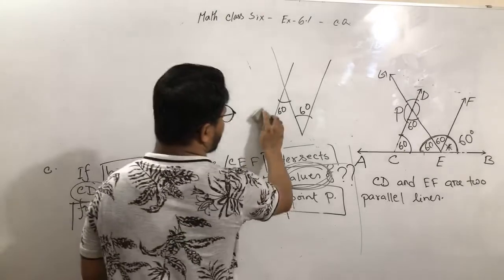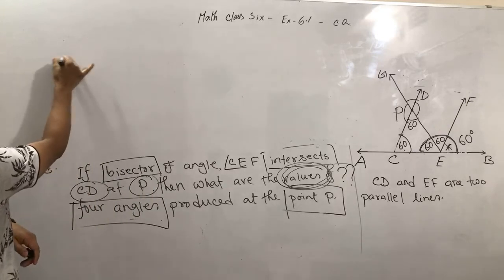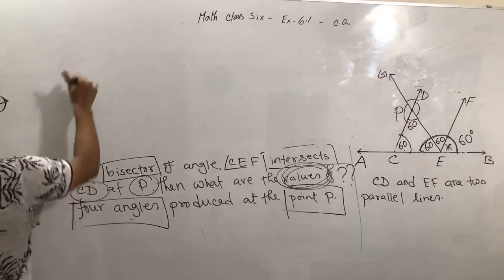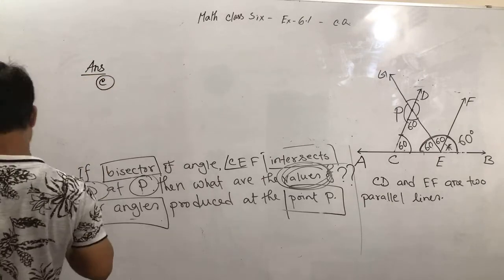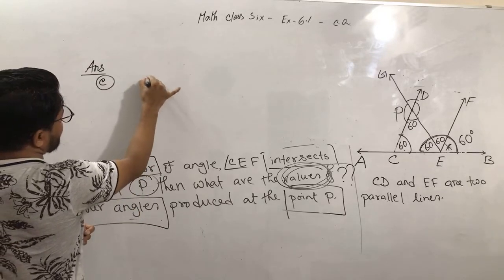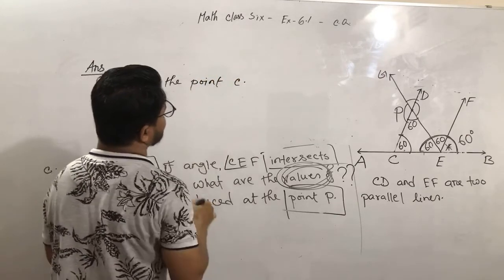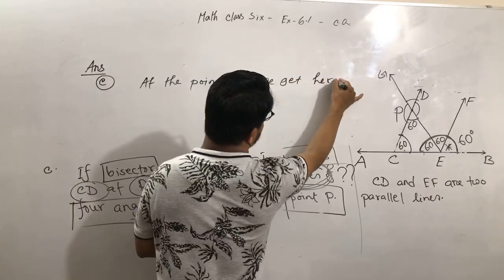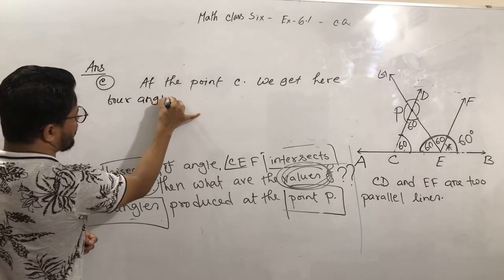So now we can write here answer number C. Answer question number C. First, at the point P, we get here four angles.